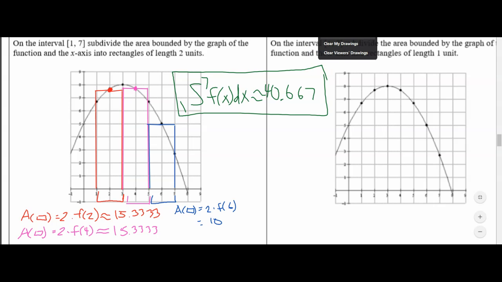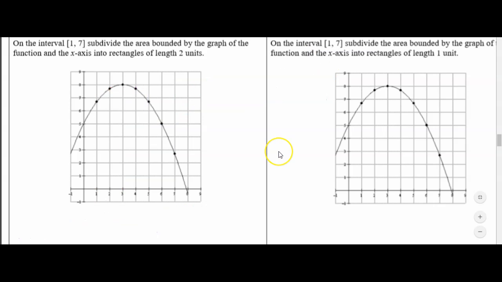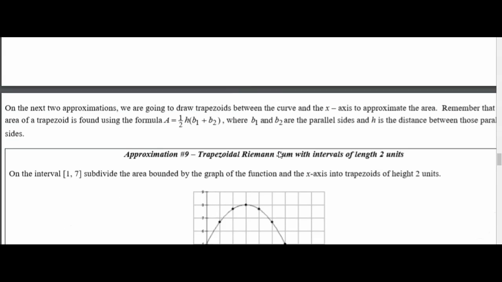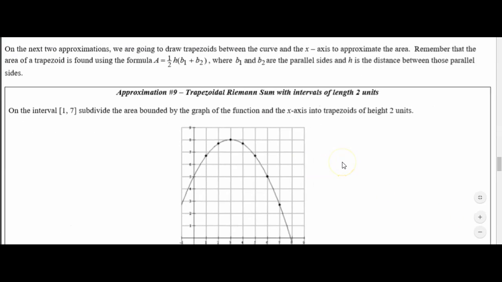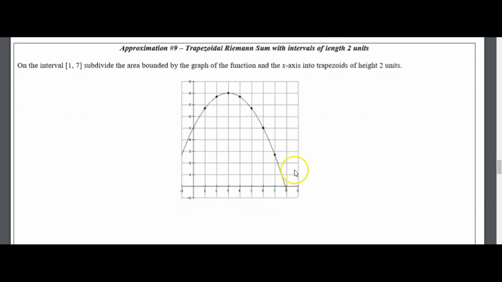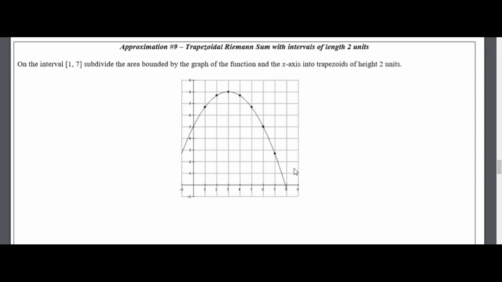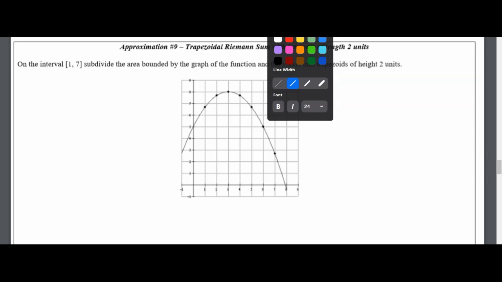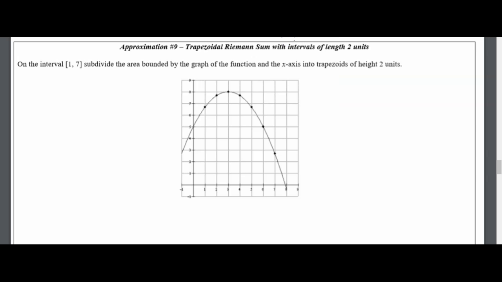There is one more that we need to look at, and it is the trapezoidal approximation. This one's a little tougher just because the area formula for a trapezoid is a little more intense than the area formula for a rectangle. So let's talk about how to do this. There's only one type of trapezoidal approximation, so you don't have to worry about left, right, midpoint, etc. Same interval, 1 to 7, and same subintervals. We're using length of 2.